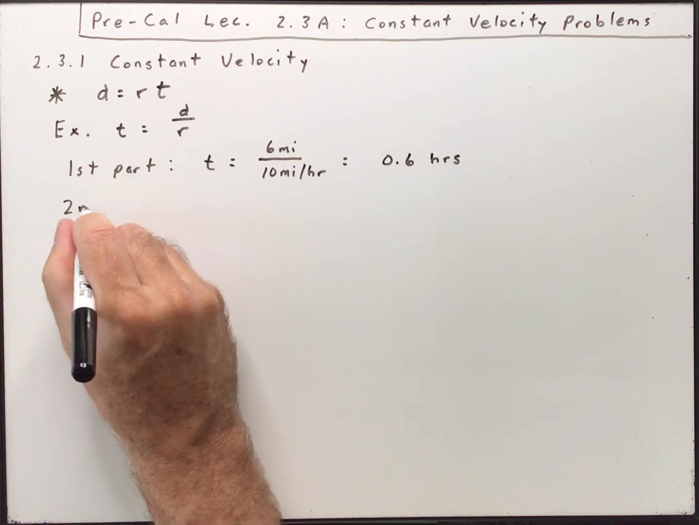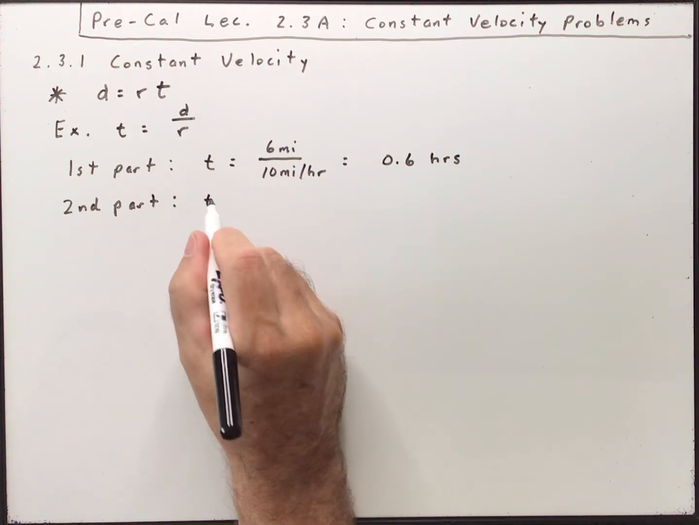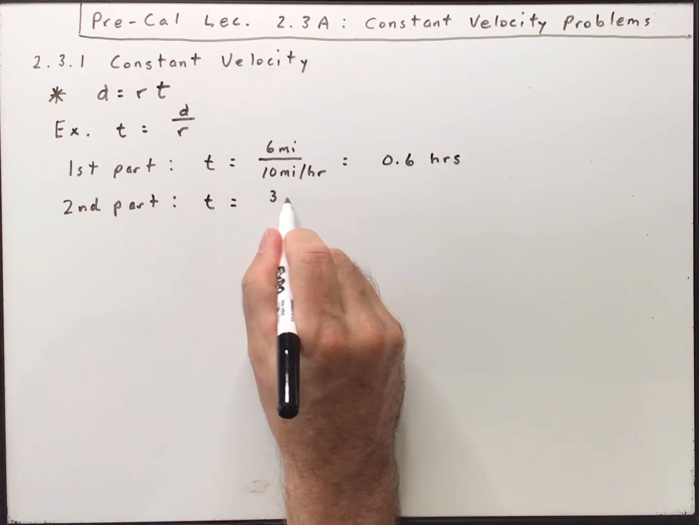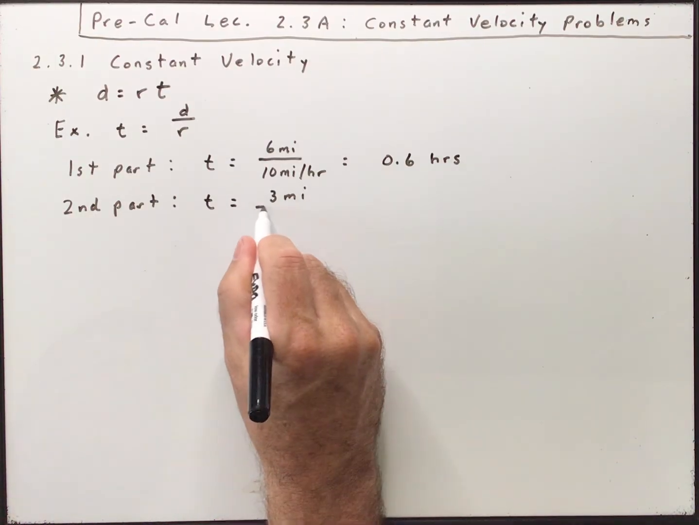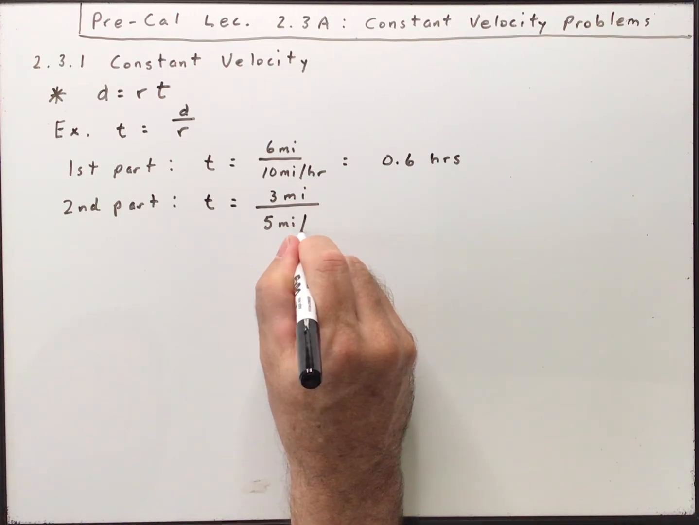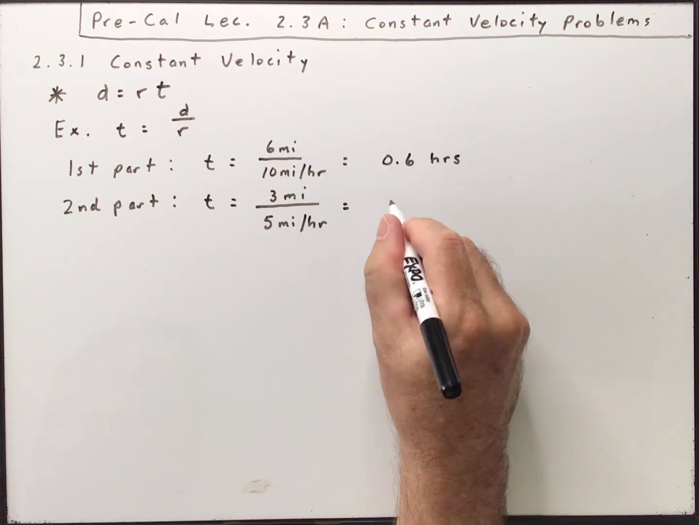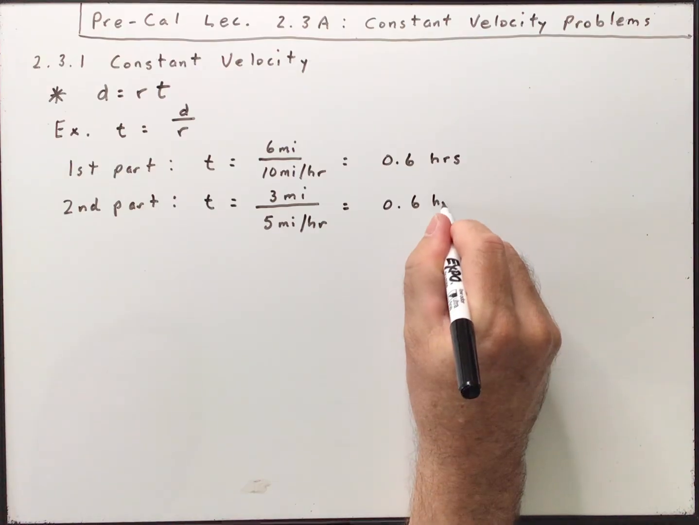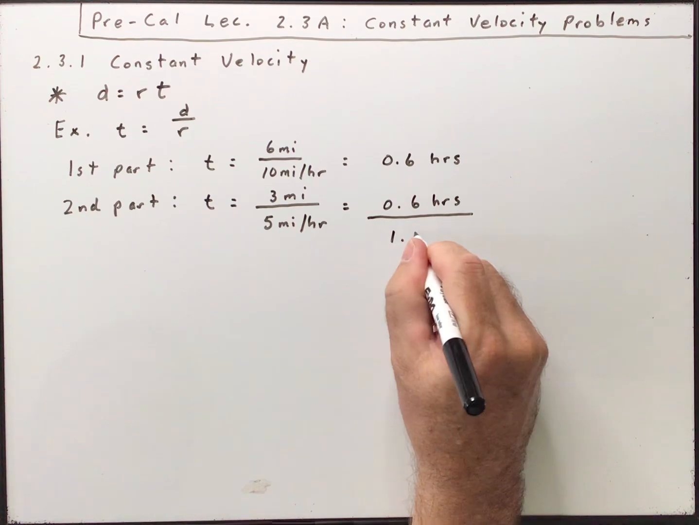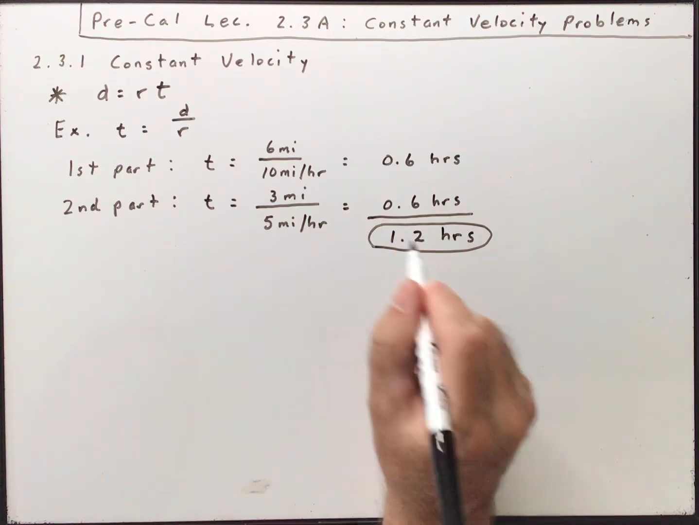And then for the second part of the trip, he got a little tired. We know that it was a total of 9 miles. So the second part of the trip he traveled 3 miles, but he slowed down to half the speed, or 5 miles per hour. All right, 3/5, that's also going to be 0.6 hours. So the total time is 1.2 hours. All right.